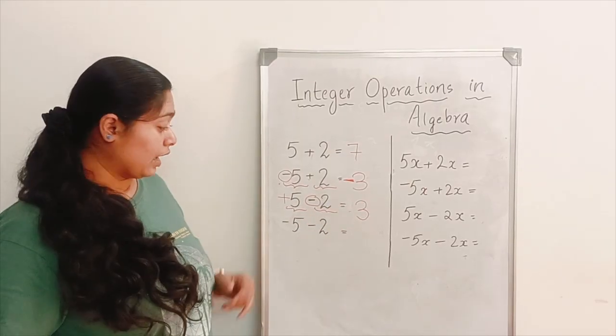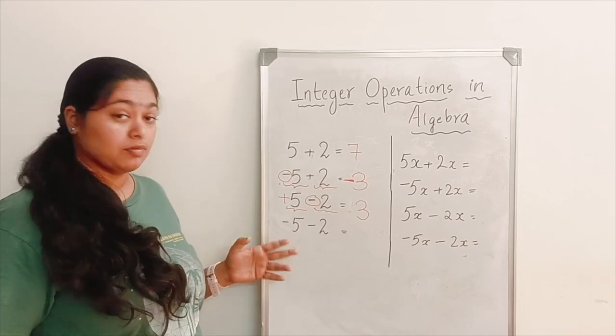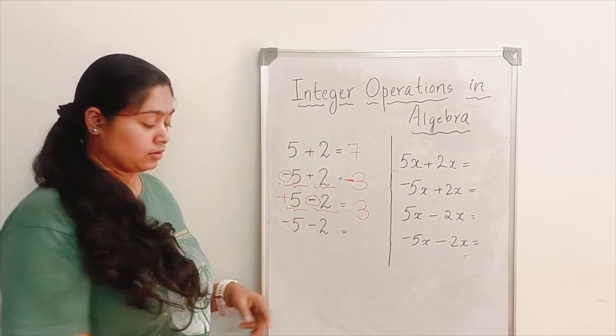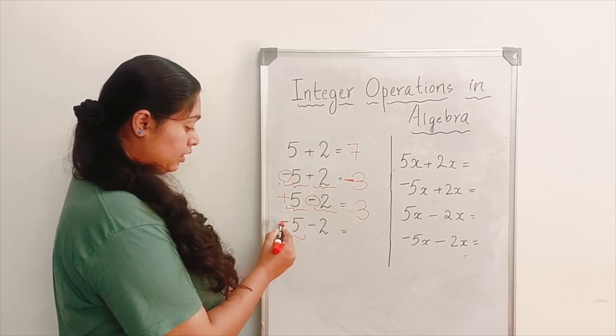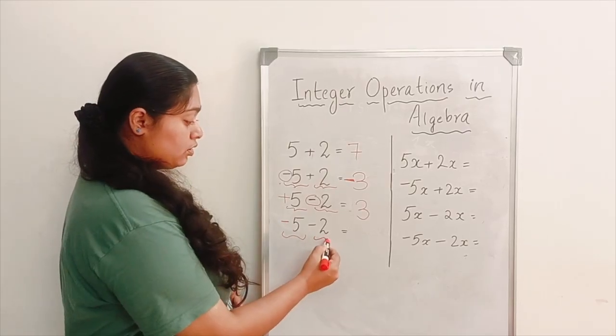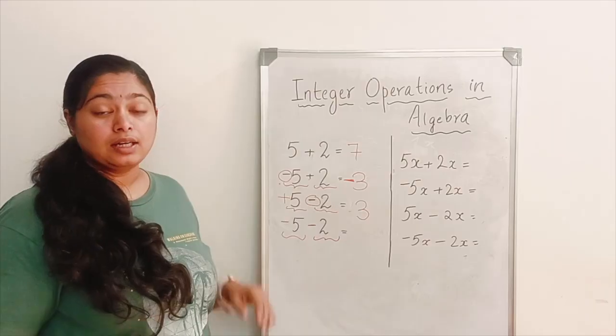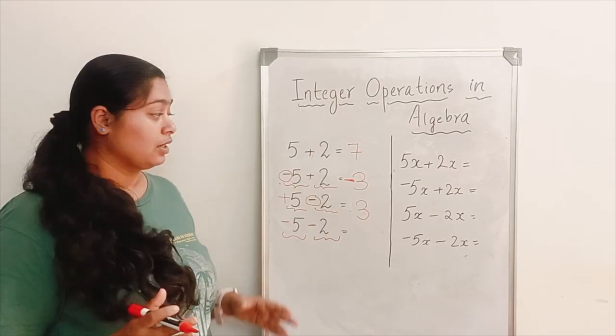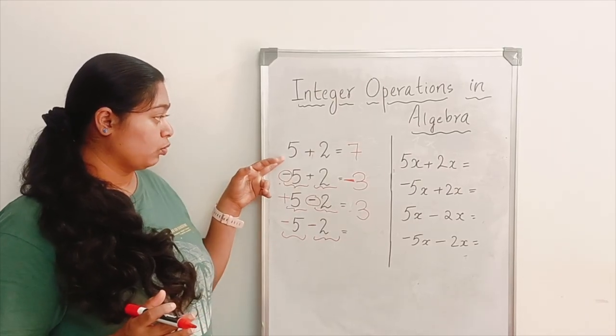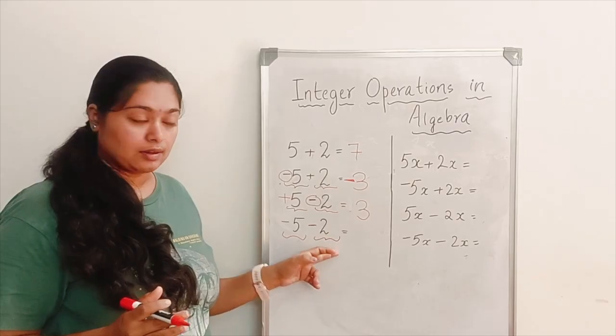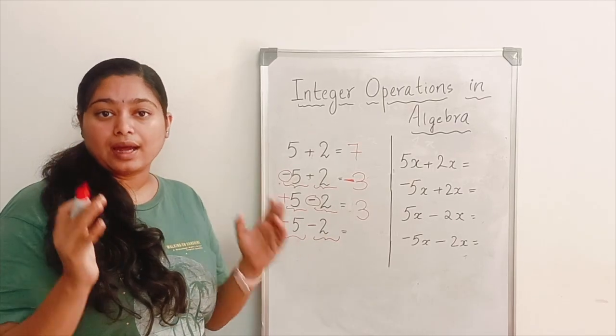Now look at the last example. This time we have two negative integers. 5 is also having a negative in front of it. 2 is also having a negative in front of it. So negative, negative. Here the rules again change. Just like the first one, both are positive, both are negative. In both these cases, you need to add the numbers.